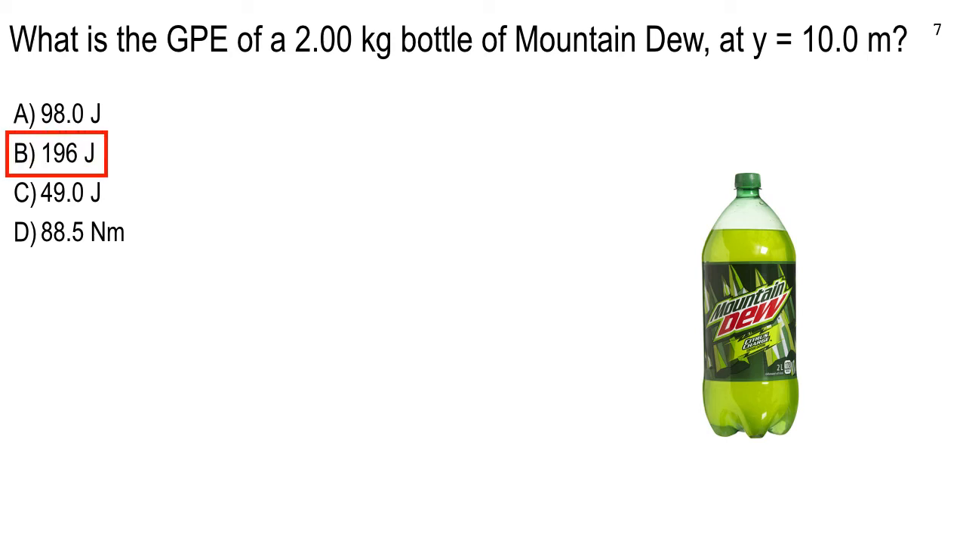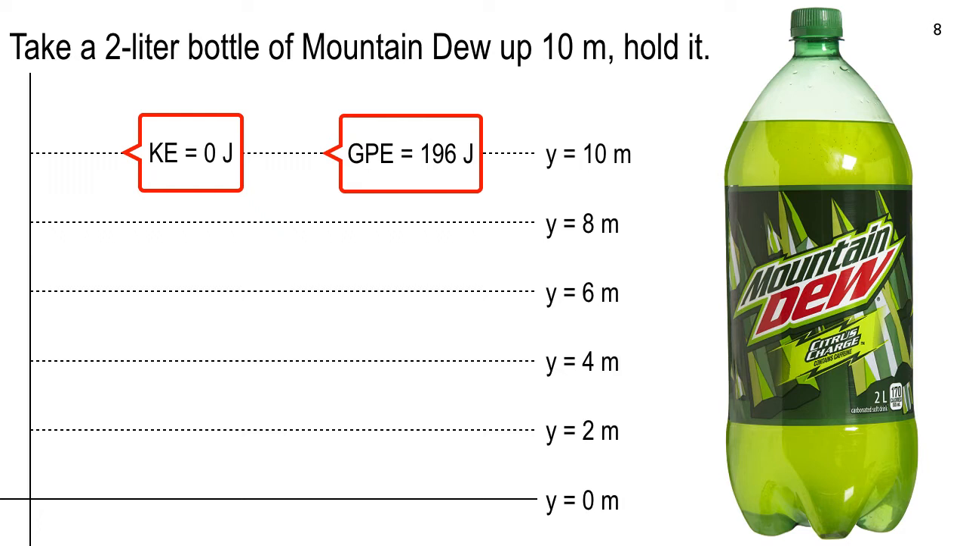196. 2 times 10 is 20. 20 times 9.8, 196. Now, let's go back to this table that hopefully you've drawn in. So if the kinetic energy is 0, and the position alone tells you that the gravitational potential energy is 196 joules for this liter bottle of water.